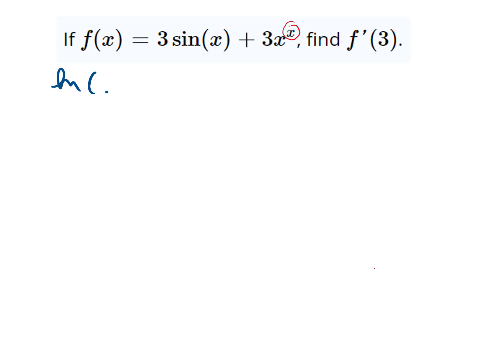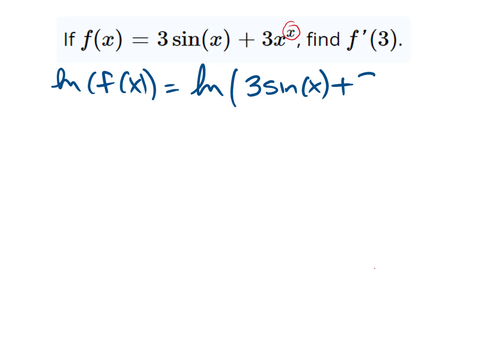So if we had the ln of f of x, when you take the log, it has to be the whole side together. So this is ln of 3 sine x plus 3x to the x. Now, we don't have a rule to be able to split up a sum that's inside of a log. We have a rule if it's a product, a quotient, or raised to a power, but we can't split up a sum, and that's why we don't want to take the log of both sides, because then I don't have a way to break it down further.